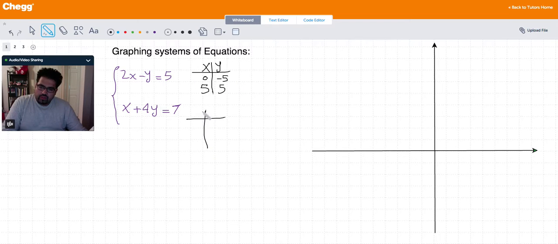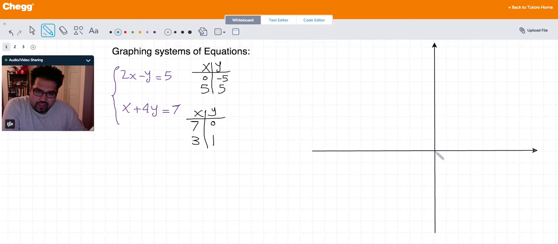Now I'm going to do the same thing for the second line. Let's say if I choose y equals 0, obviously I would have x equals 7. And let's say if I choose y equals 1, I would get x equal to 3. So I'm going to plot these points right here.